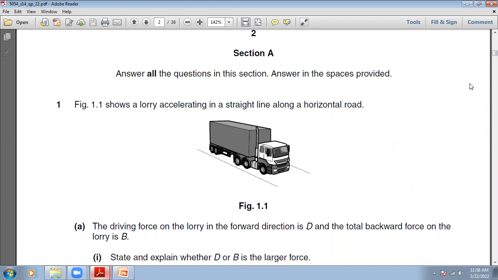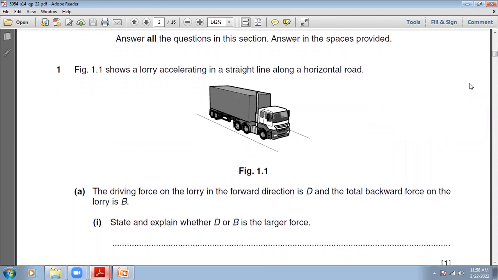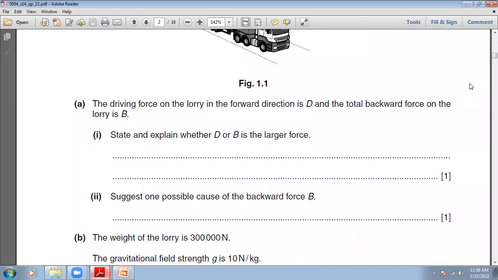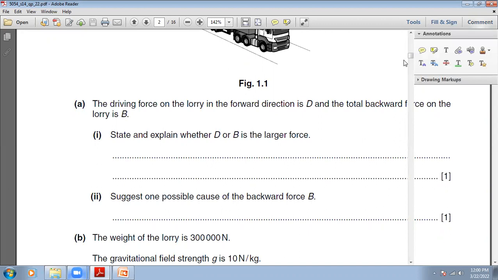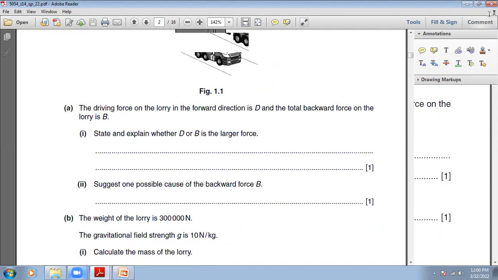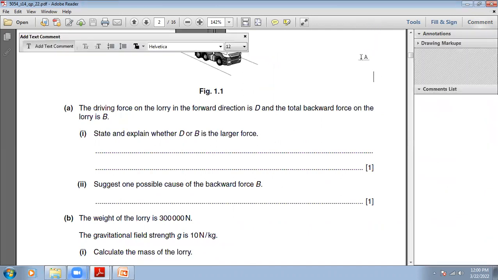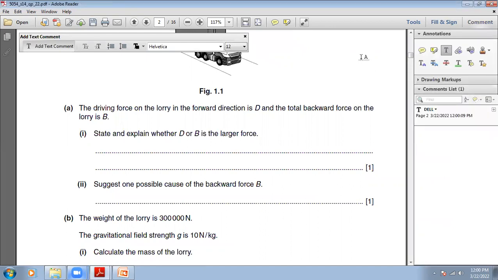Figure 1.1 shows a lorry accelerating in a straight line along a horizontal road. The driving force on the lorry in the forward direction is D, and the total backward force on the lorry is B. State and explain whether D or B is the larger force. Because we know that the lorry is accelerating, the forward force is supposed to be larger. You see, the driving force is larger than the backward frictional forces.